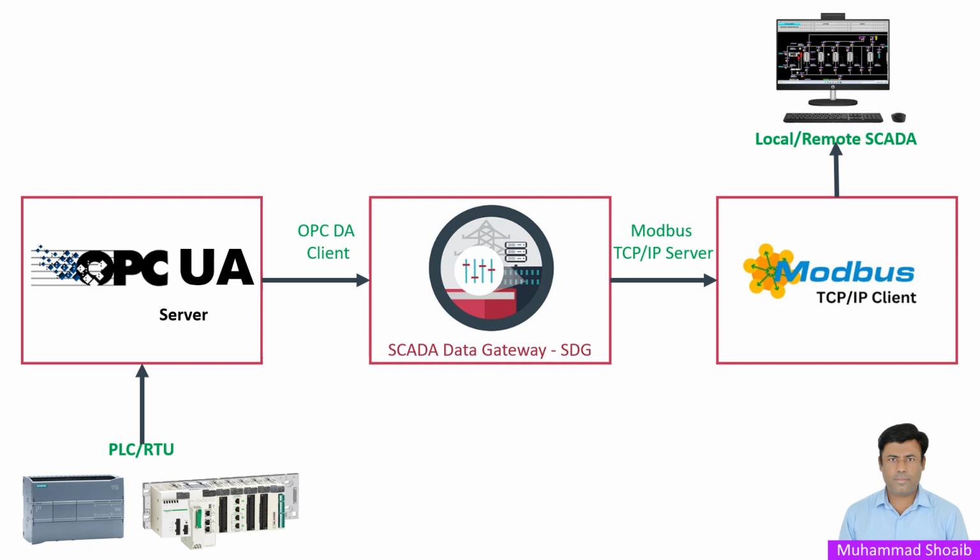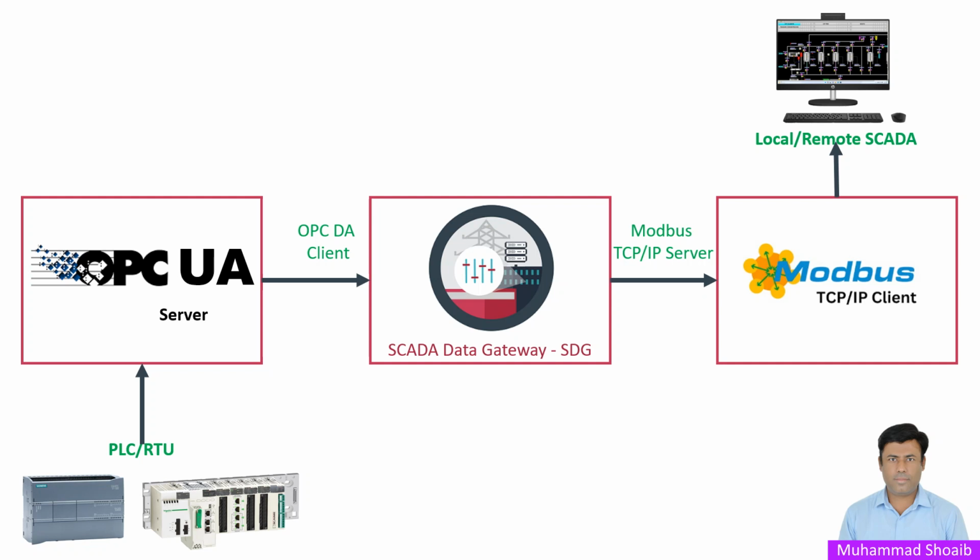Today in this tutorial video, we will learn how we can use SCADA Data Gateway to convert OPC UA protocol into Modbus TCP protocol. Suppose we have any controller, PLC, RTU, or DCS that can support only OPC UA, and now our SCADA system supports Modbus TCP.